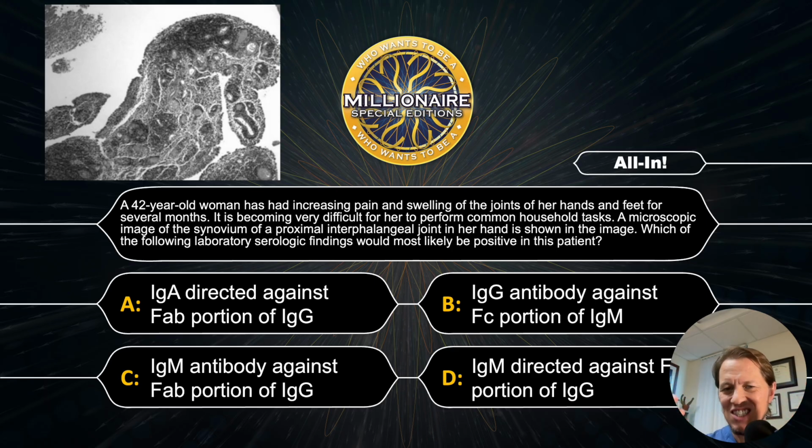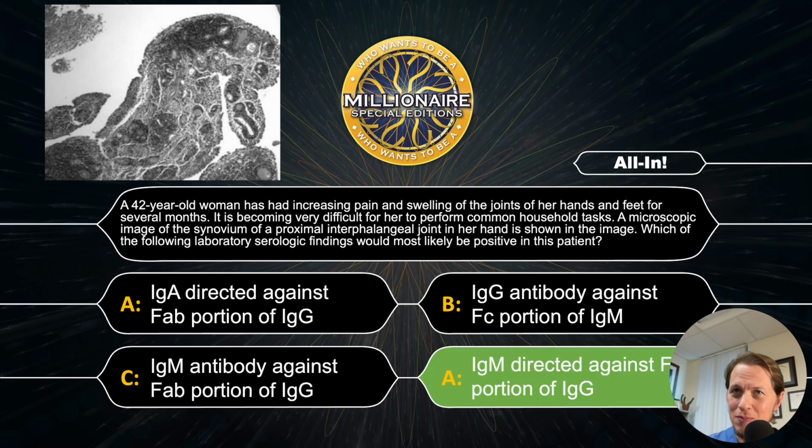Bilateral symmetric joint involvement, classically involving the MCPs and the PIPs, morning stiffness, and things like that. This sounds like rheumatoid arthritis, and you may have already answered that, and that's kind of the gimme part of this, but the trick is, what is the answer? Some of you may say, oh man, I remember learning this. Which part was it? Was it the IgG? Was it the IgM? Was it the Fab? Was it the Fc? The answer is, yeah, it's going to be D.